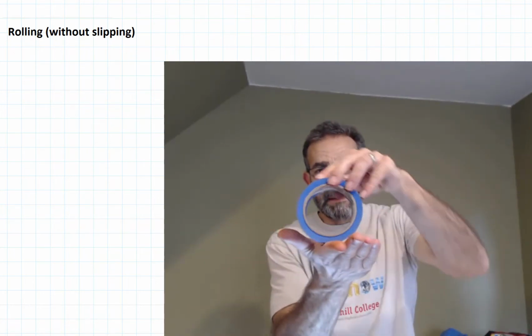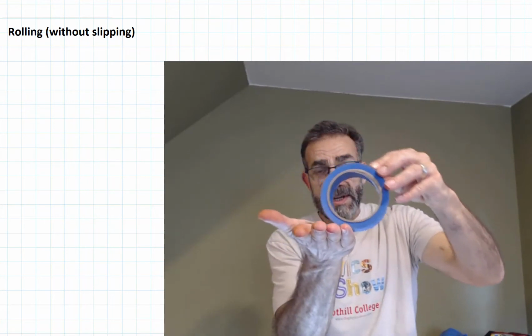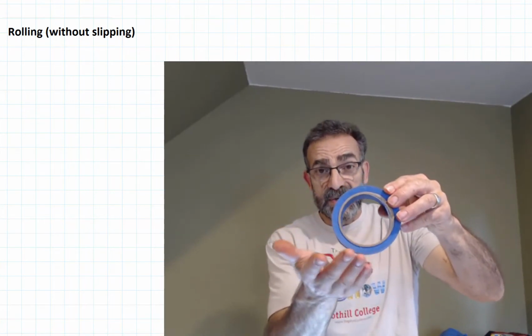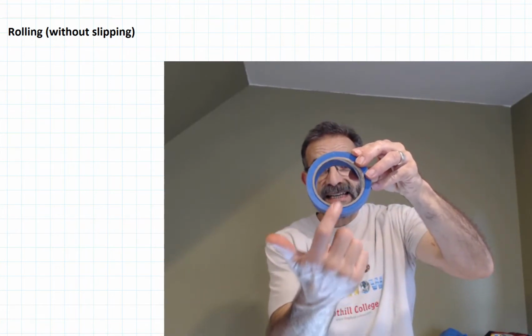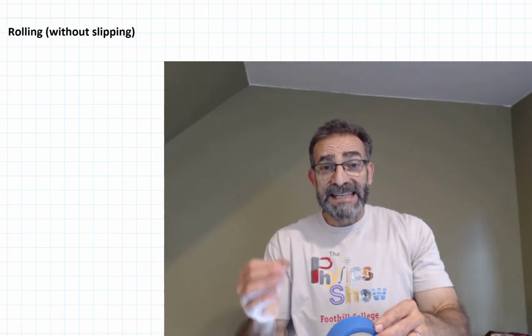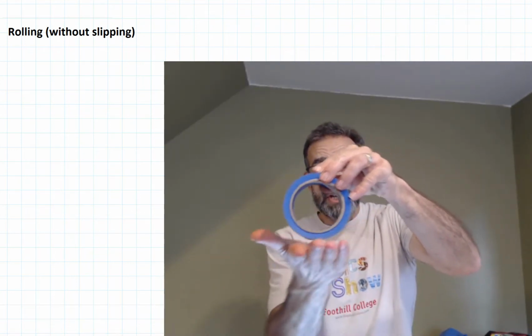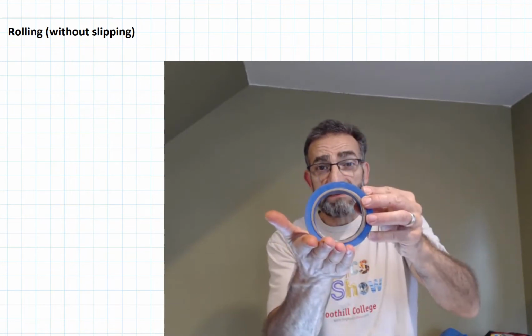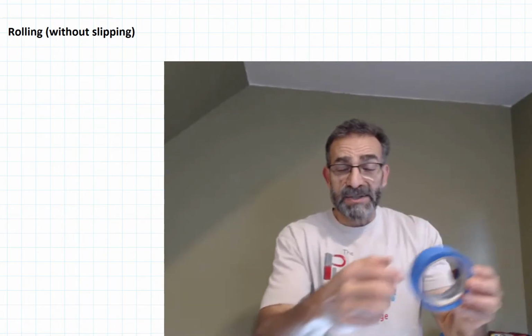We call this rolling without slipping. So the object rolls without sliding on the surface. The point of contact never moves. And the reason rolling without slipping is important is because there's a relationship between the rotational speed and the translational speed when there's no slipping.